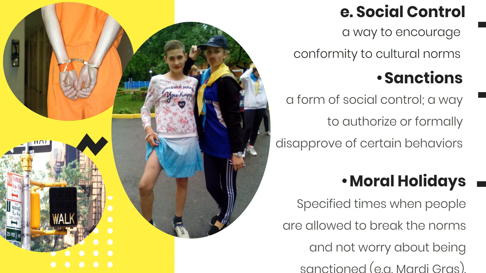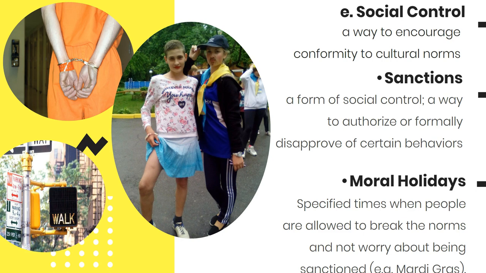In discussing elements of culture, we also need to be aware of one very important element, which is social control. It's a way to encourage conformity to cultural norms. So social control can be things like what we value, right? What we believe in, as Americans, for example. Sanction is a mechanism of social control. It's a way to authorize or formally disapprove of certain behaviors. So sanctions are oftentimes external, coming from our society, and not internal, coming from ourselves.